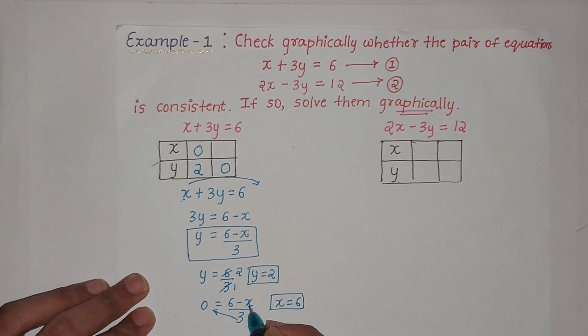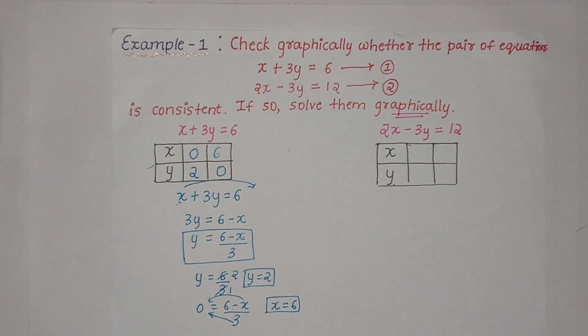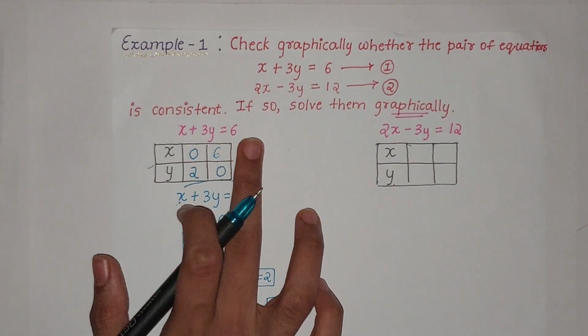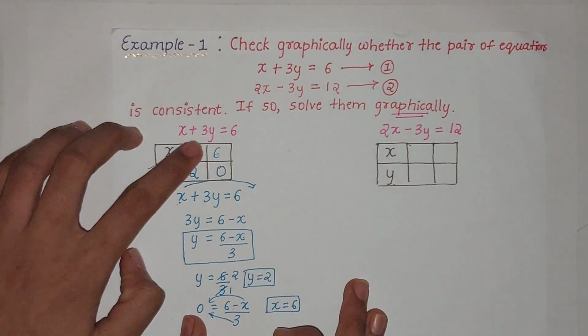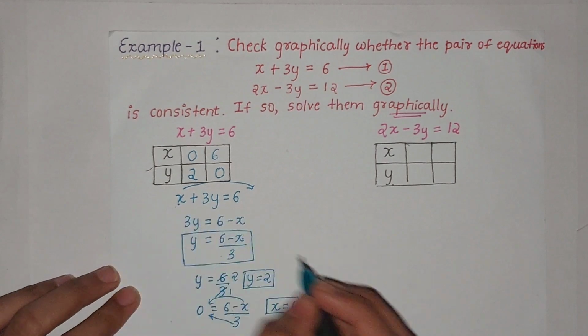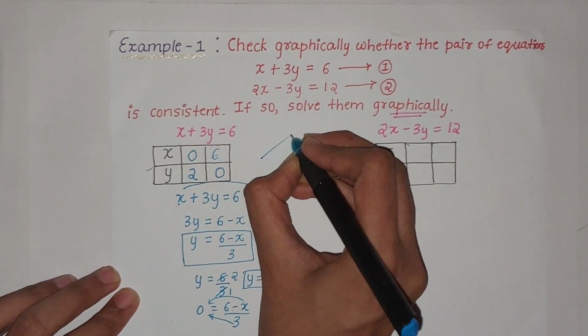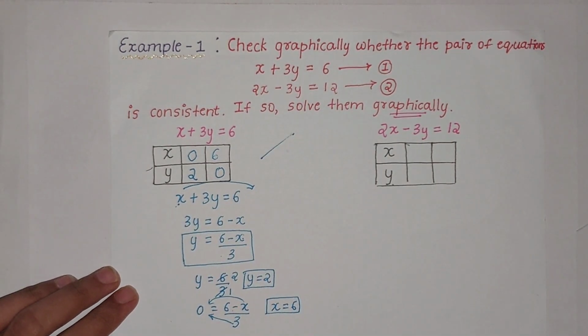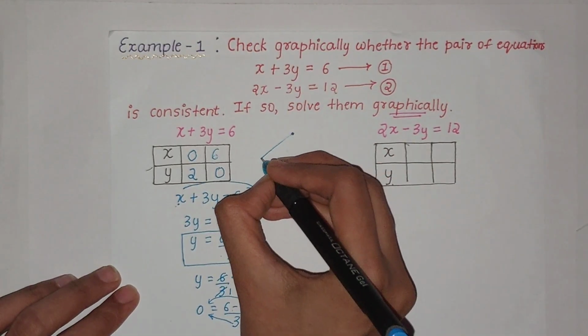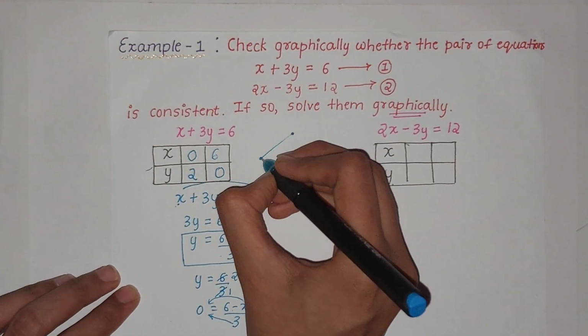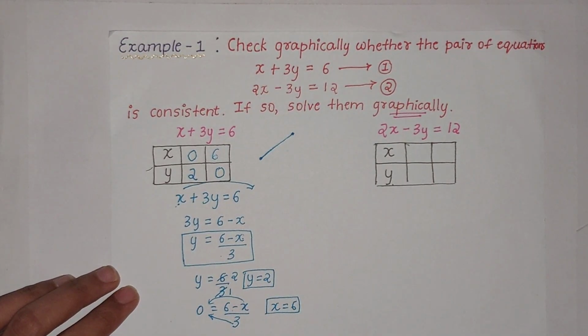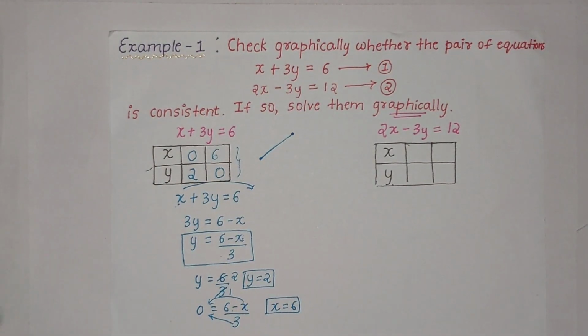How? 6 − x = 0. Send this x to the other side; it is minus, and when it goes there it becomes plus. So x = 6. So your table is ready for this equation. Why are we taking these coordinates like this? To draw any line, you need two coordinates, one is this, one is this. Only then you can draw a line. That's why I have taken two coordinates to draw this line.